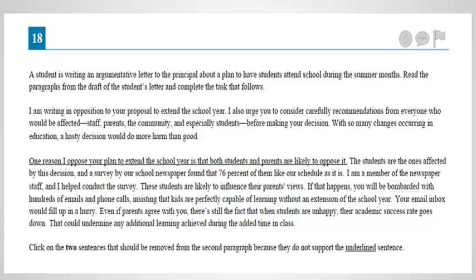Speaking of details, they'll have to know how to revise their writing to take out unimportant details that don't really support their claim. The 2 sentences to underline are, "I am a member of the newspaper staff, and I helped conduct the survey." "Who cares?" And "Your email inbox would fill up in a hurry."